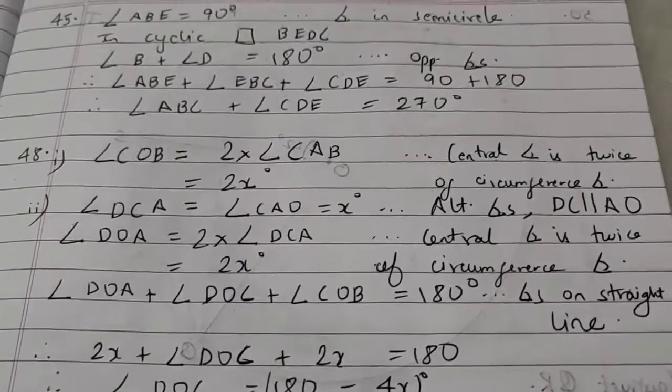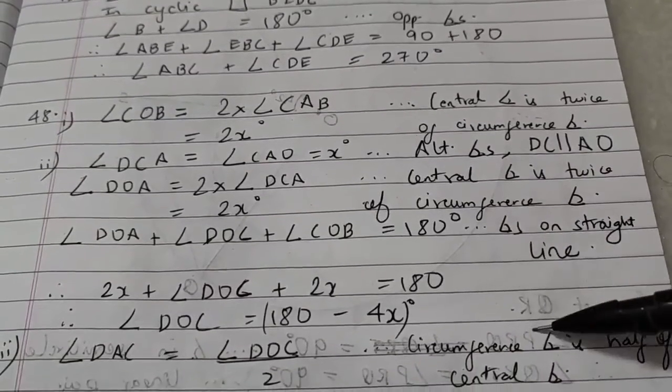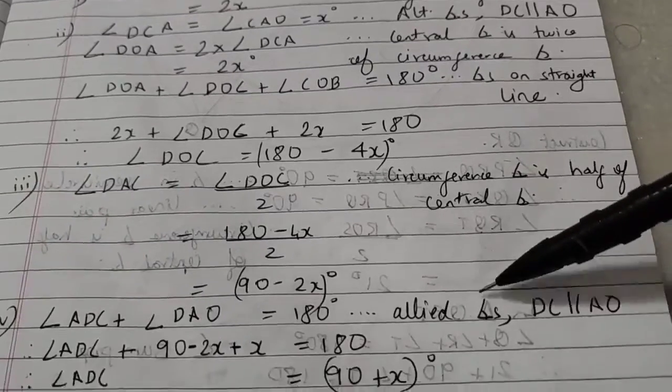So now look at all the steps. See how I have written the same reason. I've repeated the same reason every time. You can't do shortcuts with reasons, because they carry marks.